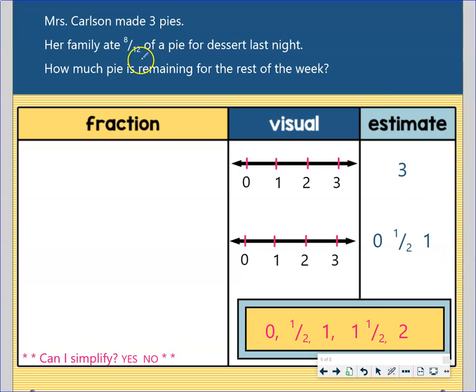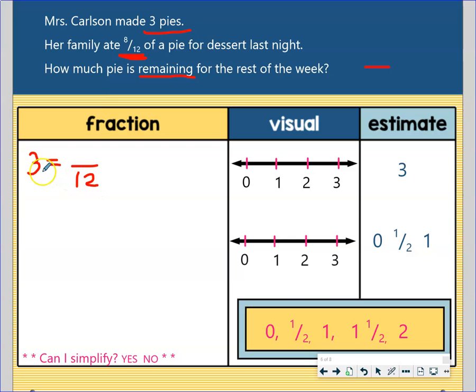This one says, Mrs. Carlson made 3 pies. Her family ate 8/12 of a pie for dessert last night. How much pie is remaining for the rest of the week? So again, here we've got 3 wholes, and it is split into 12ths, because we have 8/12 here. And we want to say how much pie is remaining, so we're subtracting here. Now, remember, I have 3 full pies, so it's like I have 3 groups of 12 twelfths. So I need to make my 3 into 12ths.